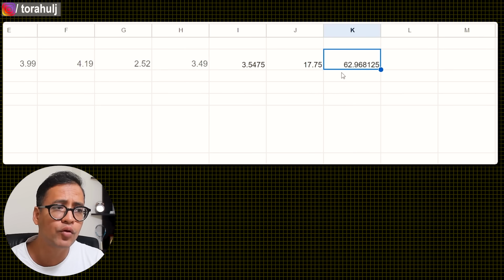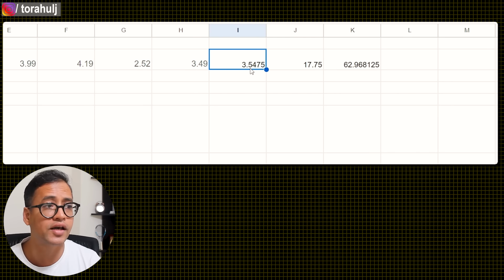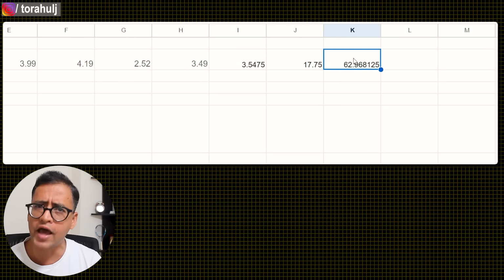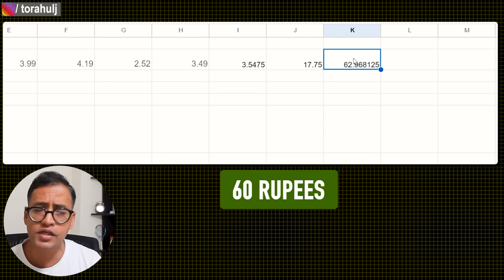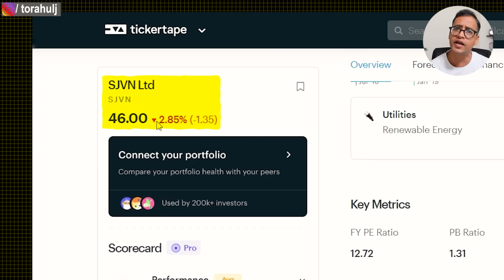Now, the reason we have calculated it this way is that we know that this stock is earning roughly 3.54 on an average. And if we multiply it by the sector PE, we are going to get 62 rupees. So the fair valuation of this stock is 62 rupees. And now you might jump to the conclusion that, Rahul, if the fair valuation is 62 rupees, let us go ahead and buy this because it is only trading at 46.